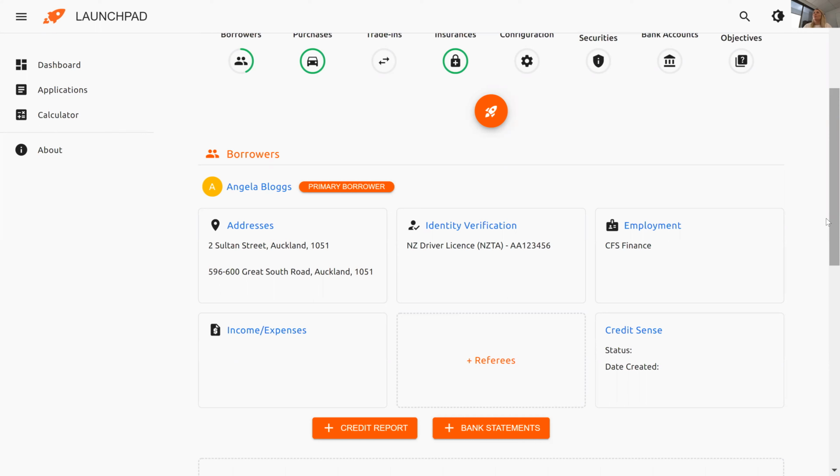Just note that when you do add a co-borrower, you will have another credit sense button, so you can trigger off a credit sense report or bank statements for that particular customer.